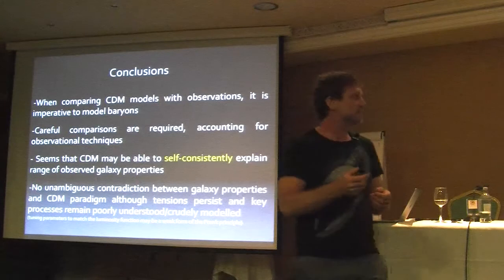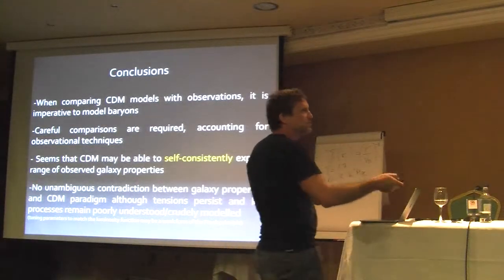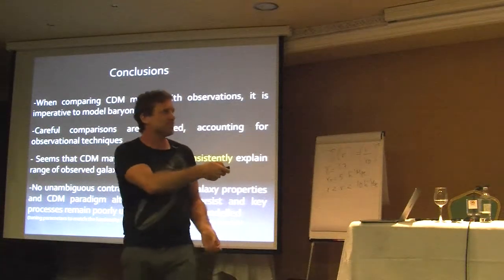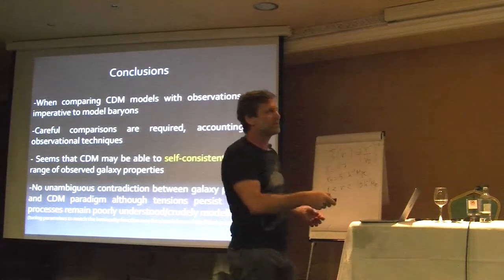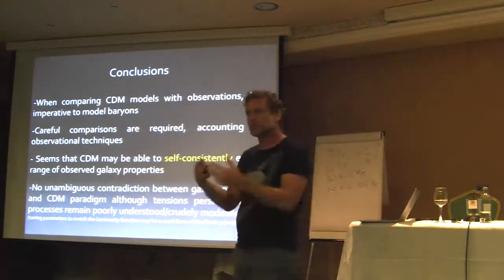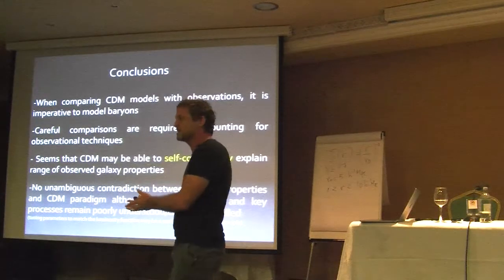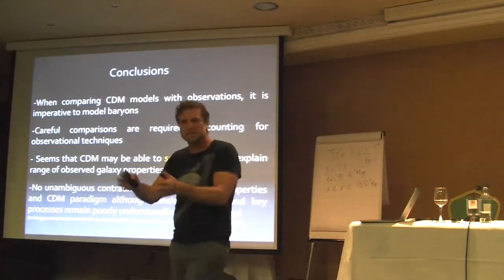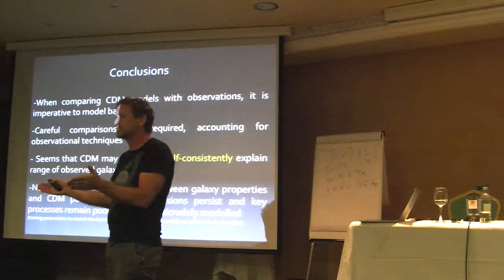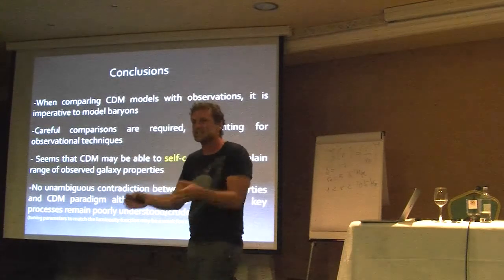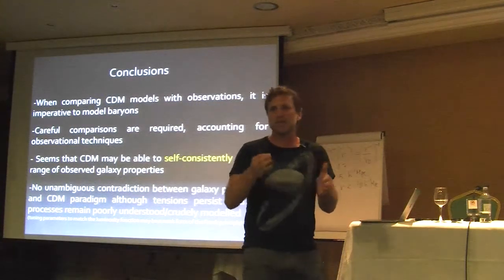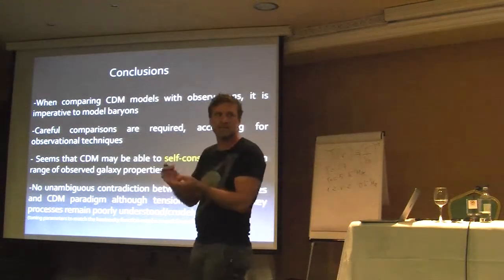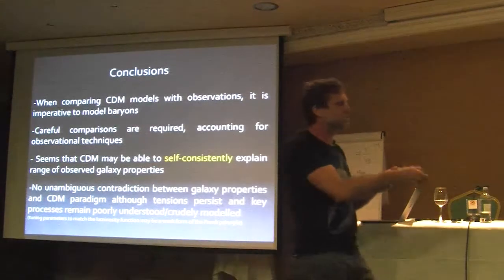So I'll just conclude here. When comparing CDM models with observations of galaxies, it's imperative to model baryons. So very careful comparisons are required. And so it's not only modelling the baryons, but it's using techniques which really try and mimic what the observers are seeing, rather than just using, okay, here's Vmax from a simulation, here's the maximum circular velocity, let's compare that to what the observers are doing. But we have to be clear, are the observers really measuring Vmax of the halo, or are they measuring something a little bit different? So we have to be very careful the way we do all sorts of comparisons.